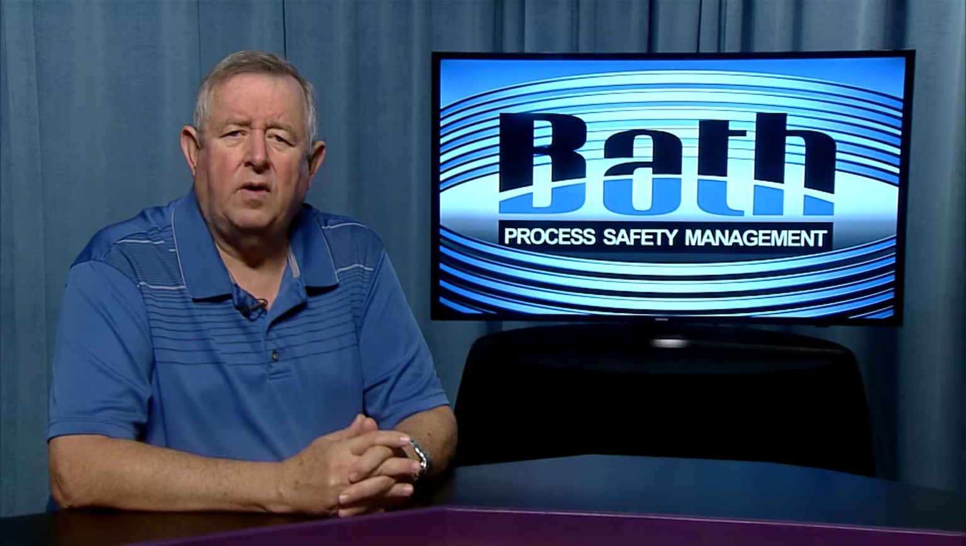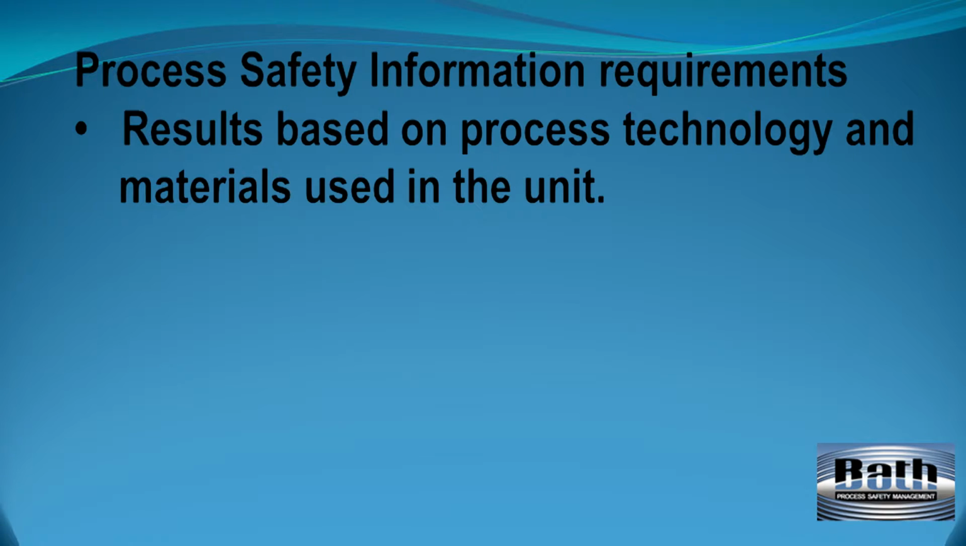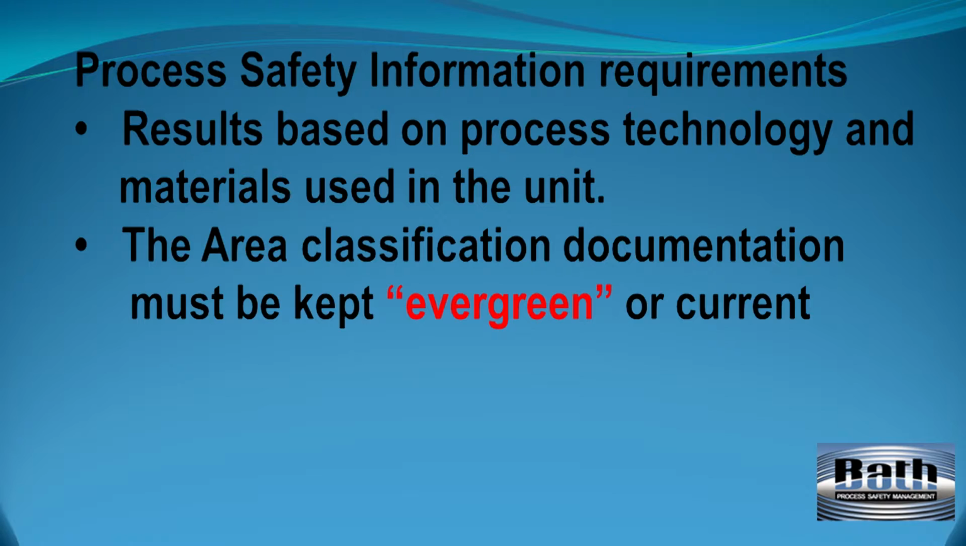The second category addressed is how and when hazardous area classification documentation should be revised. OSHA 1910.119, which was enacted into law in 1992, identified area classification as required process safety information for all covered processes. Because of this, the following is required. The documentation results must be based on the process technology and materials used in the unit. The area classification documentation must be kept evergreen or current.